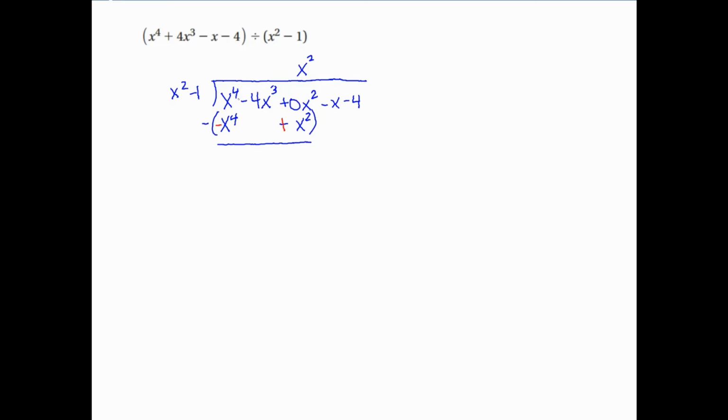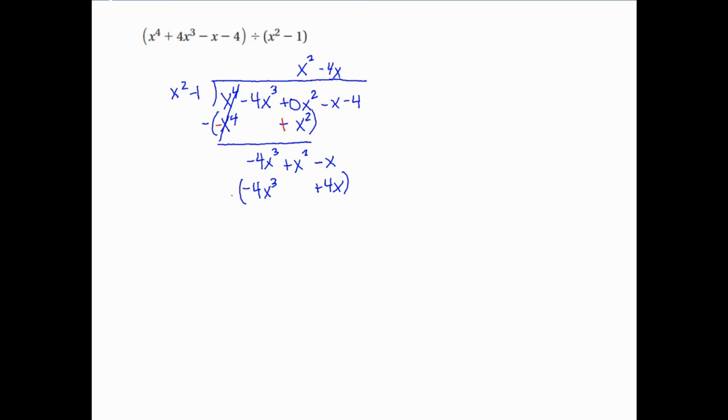So x to the 4th minus x to the 4th, that's going to cancel out every time. Negative 4x cubed minus nothing just drops down to negative 4x cubed. And then 0x squared plus x squared is plus x squared. And then I bring down the minus x. Same question: how many times does x squared go into negative 4x cubed? Well, it goes into it negative 4x times. So x squared times negative 4x is negative 4x cubed, and then negative 4x times negative 1 is positive 4x.